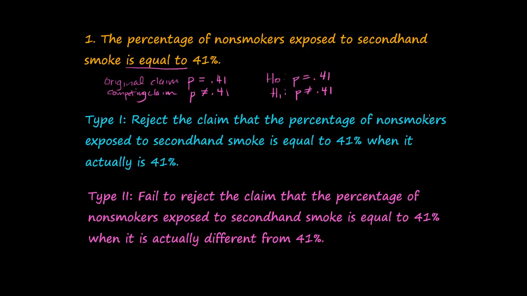Type 2 is when we fail to reject the claim that the percentage of non-smokers exposed to secondhand smoke is equal to 41%, when it's actually different from that. So it actually was different from that, but we failed to determine that, and so we failed to reject the claim.